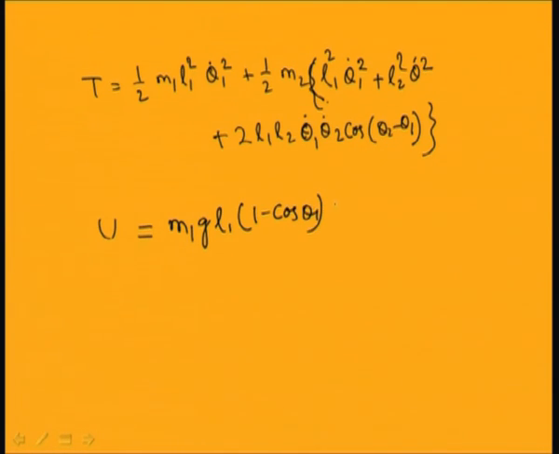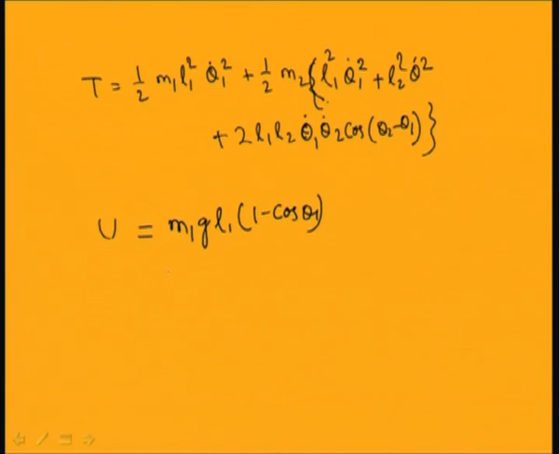Similarly, the potential energy for mass 2 you can find. The change in height will be L1 plus L2 minus L1 cos theta 1 minus L2 cos theta 2. So this will be m2 g into the change in height, that is L1 plus L2 minus L1 cos theta 1 minus L2 cos theta 2. In this way you can find T and U.